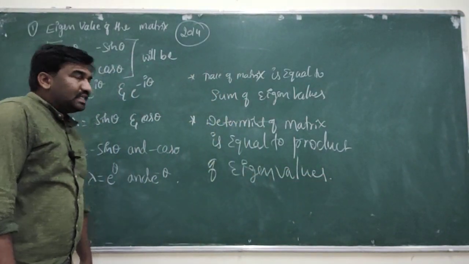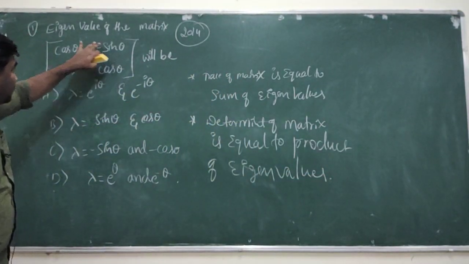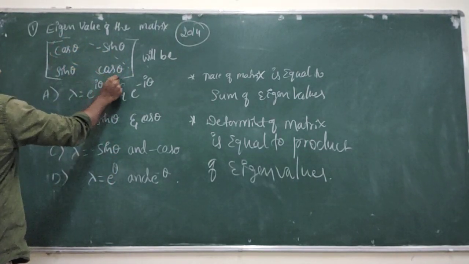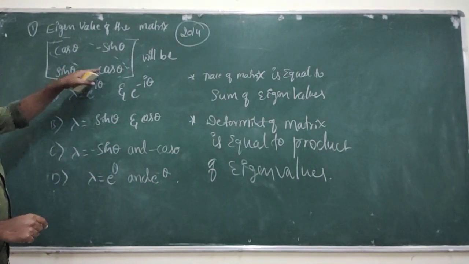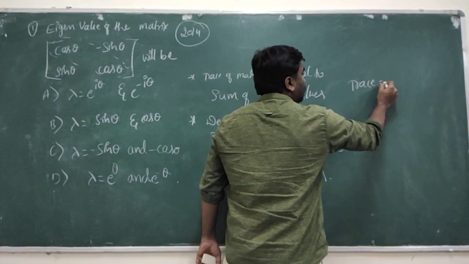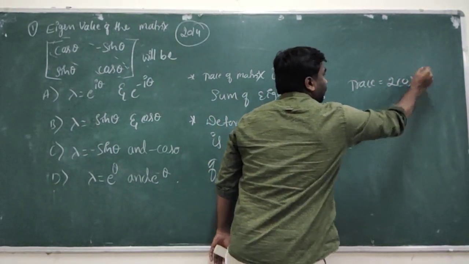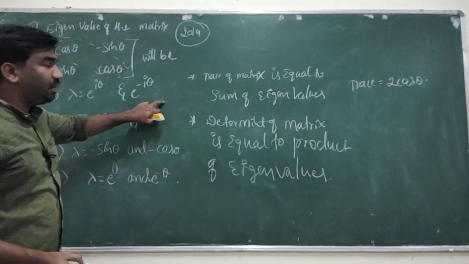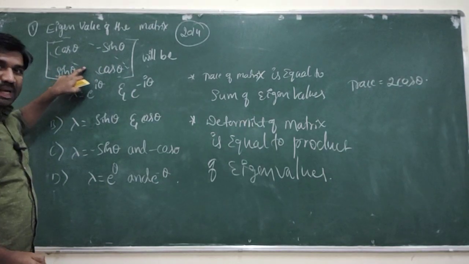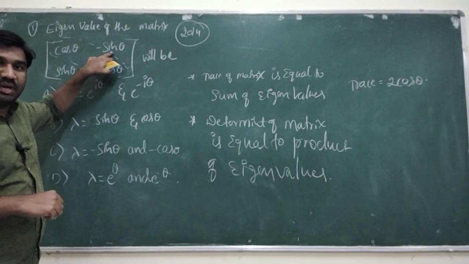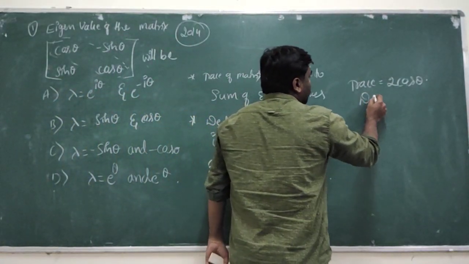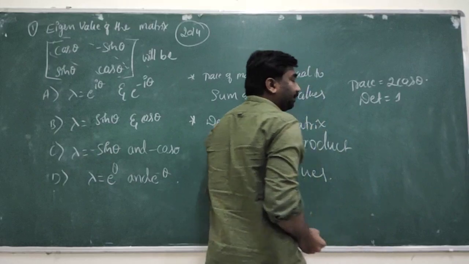See, here the trace of the matrix is cos theta plus cos theta. Trace is nothing but the sum of the diagonal elements of the matrix, so cos theta plus cos theta, 2 cos theta. So trace is equal to 2 cos theta. And the determinant is cos square theta minus of minus sin theta into sin theta, which is cos square theta plus sin square theta, and cos square theta plus sin square theta is equal to 1. So determinant is equal to 1.